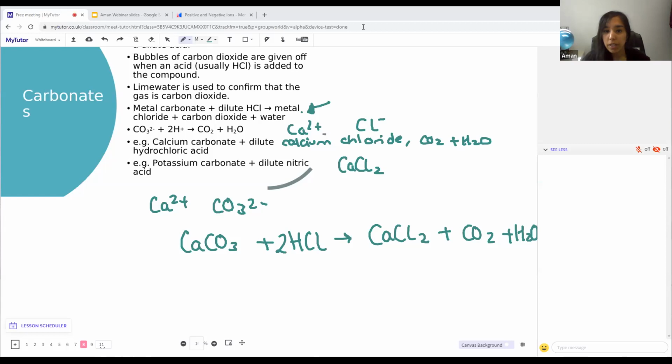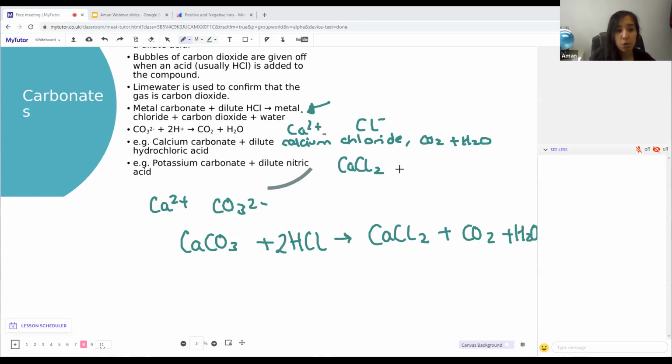So what are we likely to see? Good, so not potassium chloride, because remember it's nitric acid this time. So with nitric acid, we're likely to see potassium nitrate. Everyone that said potassium nitrate, excellent. Carbon dioxide and water. Brilliant, so let's write out that equation then.